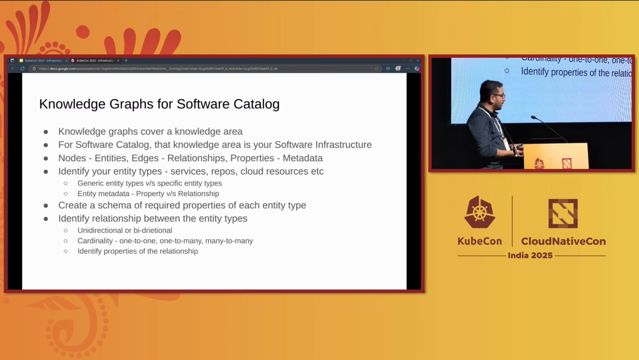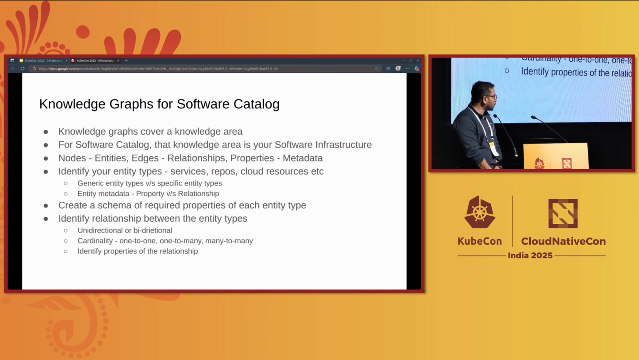So again, when we come to knowledge graph as for software catalogs, right? Typically, a knowledge graph covers a specific knowledge area, as I was mentioning. Pick what is relevant for us, right? In the case of software catalog, that knowledge area is your software infrastructure, and your catalog entities are basically the nodes, and the relationship between those entities is the edges in the graph.